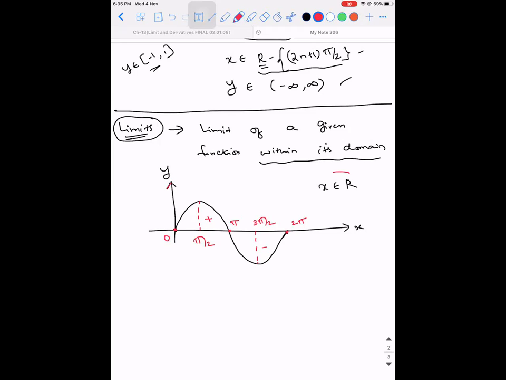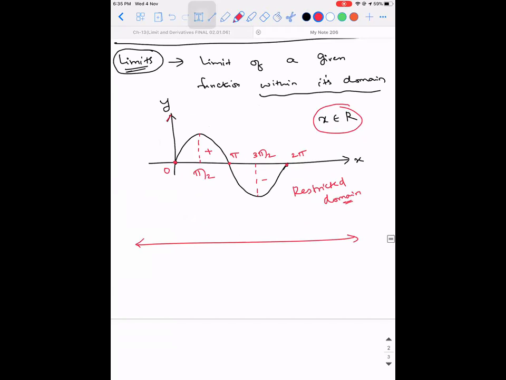Though the domain of sin x is the real numbers, here I used the concept of restricted domain. Restricted domain means I'm choosing a particular domain from the bigger set. Like the domain for sin x is this much, but I'm choosing a value between 0 to 2 pi. I'm interested to study what is happening in this particular region. So 0 to 2 pi is the restricted domain for sin x.